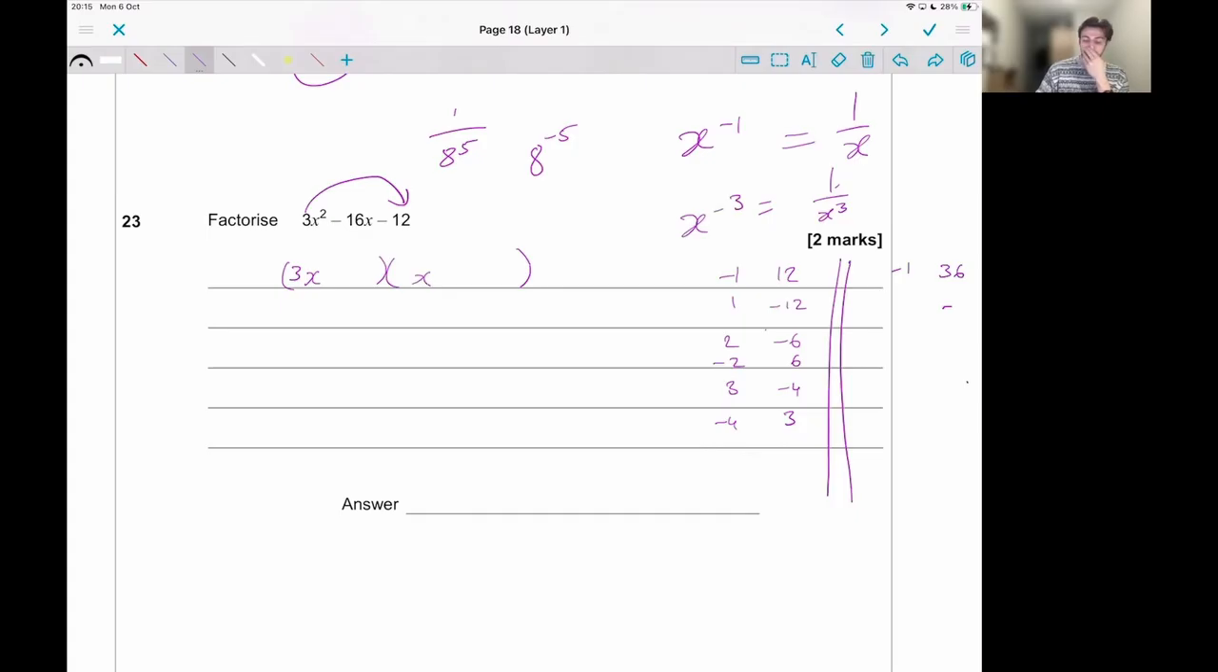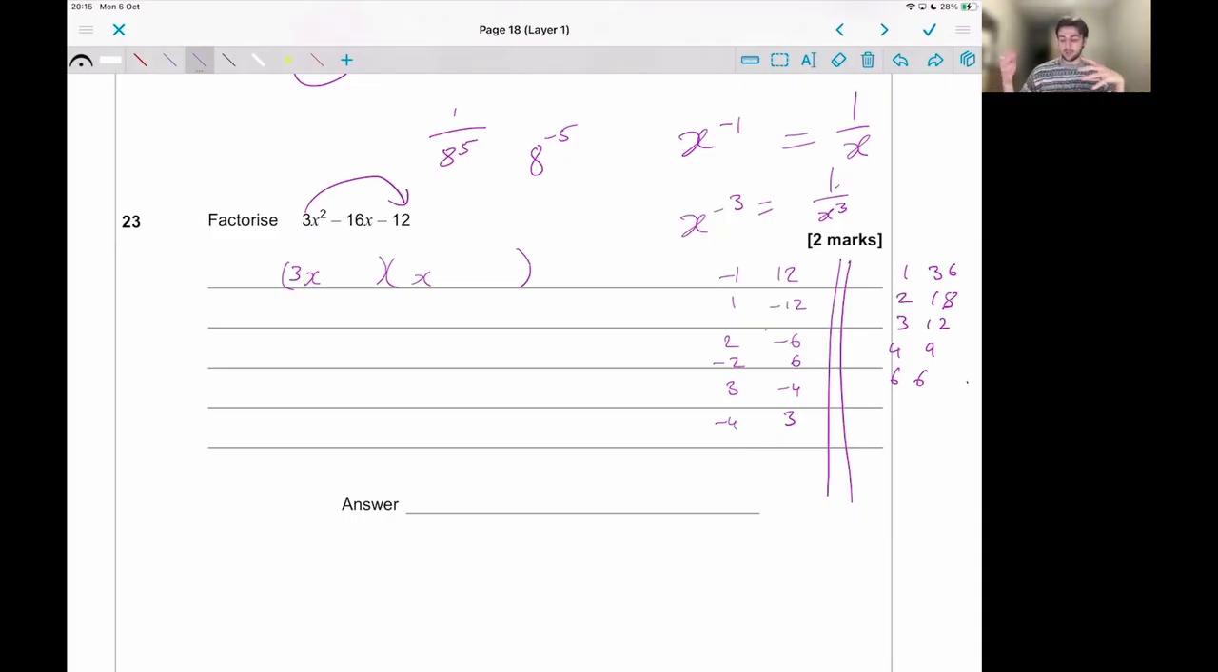Or, in fact, I'm not going to write all of the minuses. I'm just going to write 1 and 36, 2 and 18, 3 and 12, 4 and 9, 5 doesn't go into it, 6 and 6, 7 doesn't go into it, 8 doesn't go into it, 9 and 4, we've gone back up the other way. So we've gone back up this side by now. So these are our pairs.